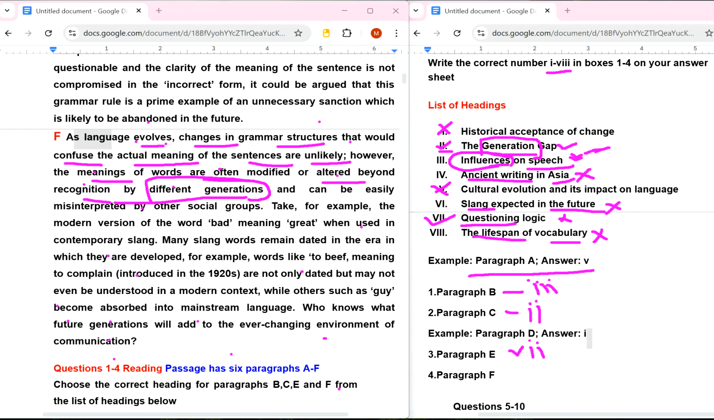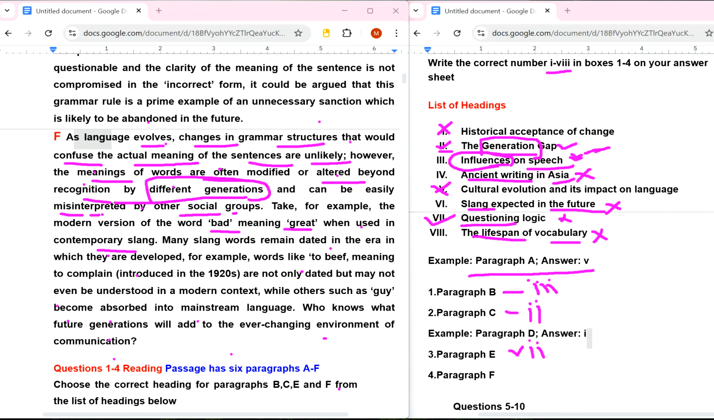Okay, as language evolves, changes in grammar structures that would confuse the actual meaning of the sentences are unlikely. However, the meaning of words are often modified, okay, or altered beyond recognition by different generations, and can be easily misinterpreted by other social groups. Take for example the modern version of the meaning bad, great when used in contemporary slang. Okay, slang expected in the future. This also slang word is also there.